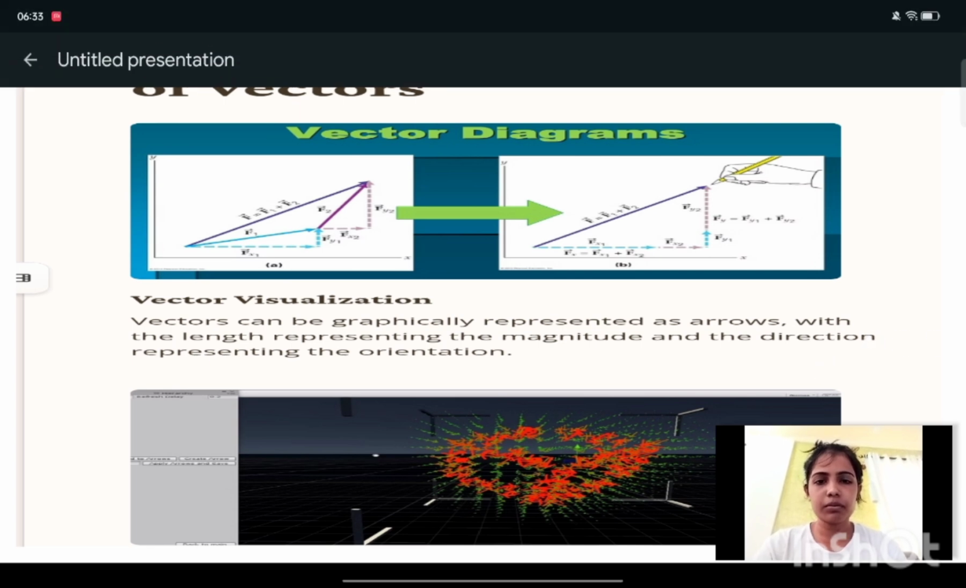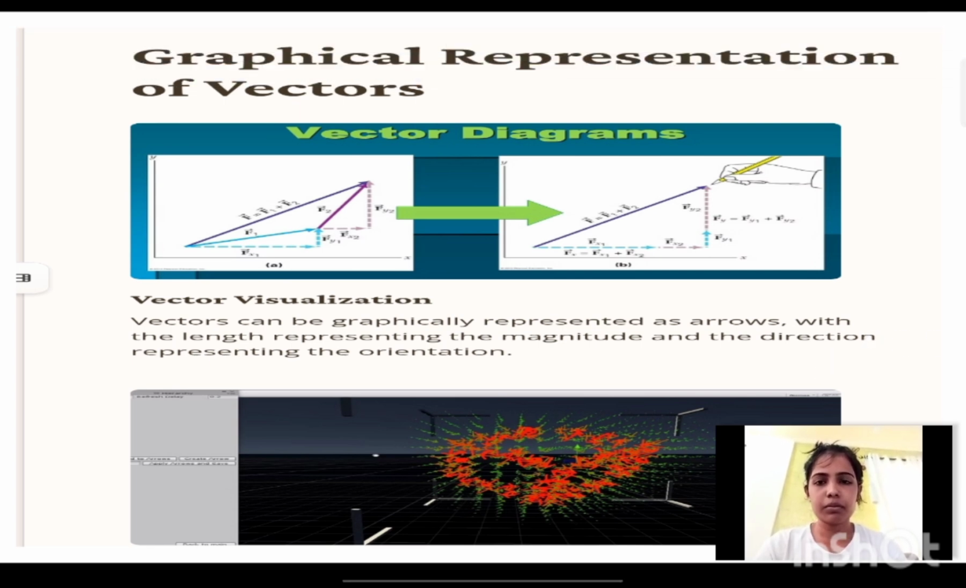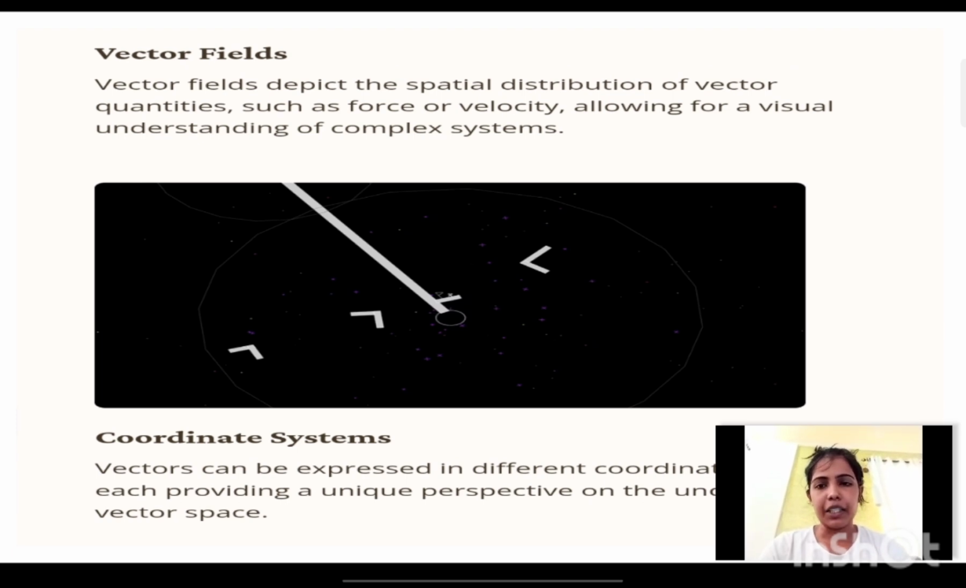The next slide is based on the topic vector fields. Vector fields are the spatial distribution of vector quantities such as force or velocity, allowing visual understanding of complex systems. Then the coordinate system. Vectors can be expressed in different coordinates, providing a unique representation of the vector space. So there are two types of configuration: vector field and the coordinate system. These are the two things we learned in this slide.